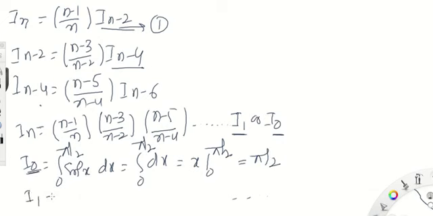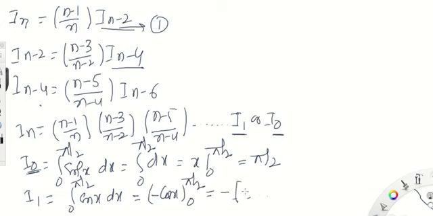We can calculate for the odd value, that is, the integration from 0 to pi/2 of sine x dx. It can be written as the integration of sine x, which is minus cos x, from 0 to pi/2. It can be written as minus times cos pi/2, which is 0, minus cos 0, which is 1. Finally, minus into minus becomes a plus. It becomes 1 as the result.